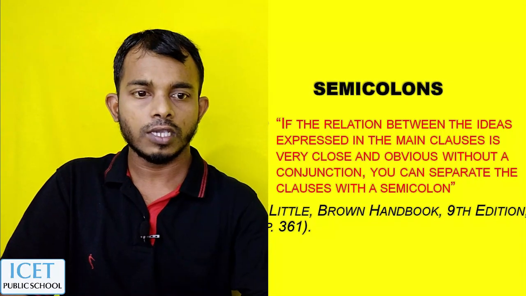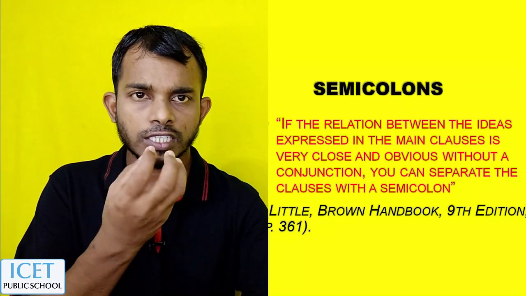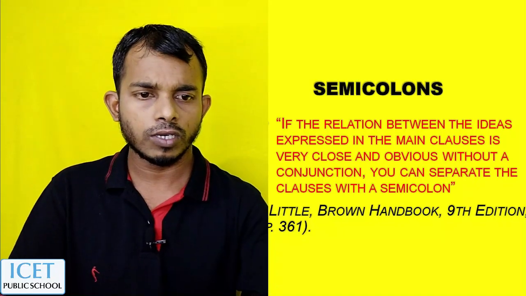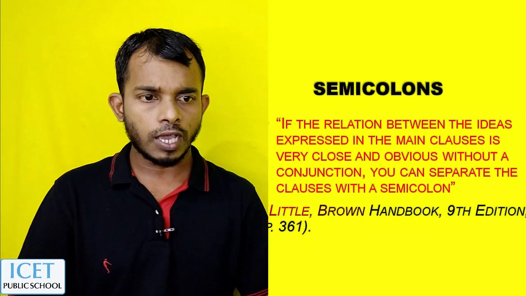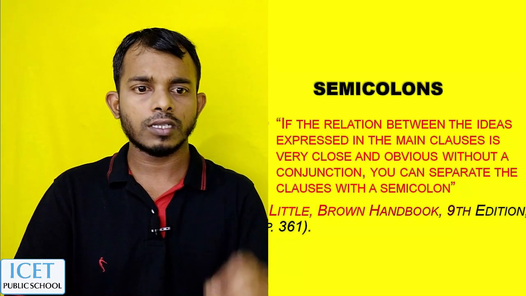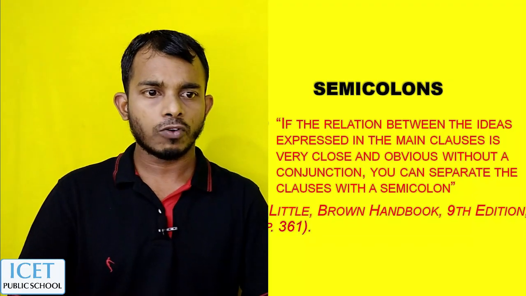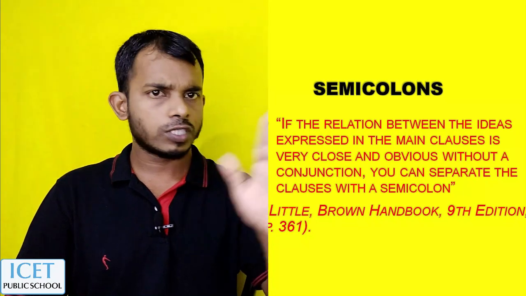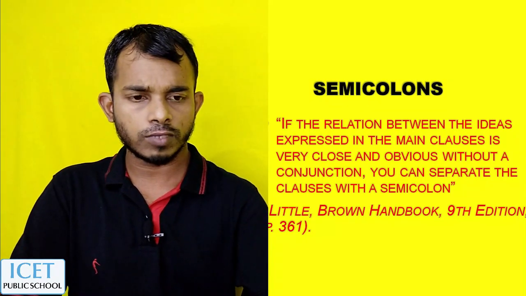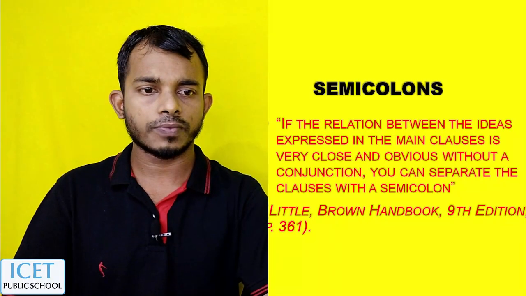This is an example. Here there is no conjunction, there is no coordinating word. Look at Little, Brown Handbook, 9th edition, page 361. So it's clear. Only a comma is given, and no "and," "or," "moreover," or any such kind of words. Only the comma has been given because the idea is very clear. We can understand. That's why.